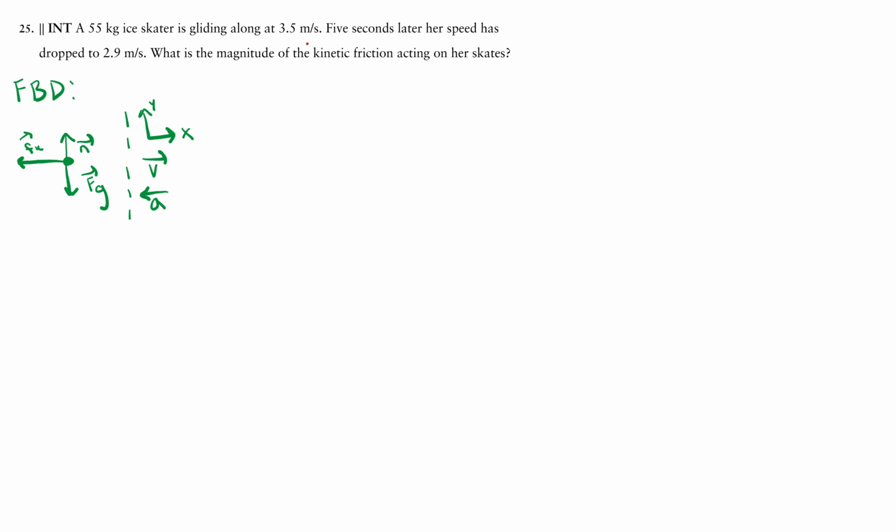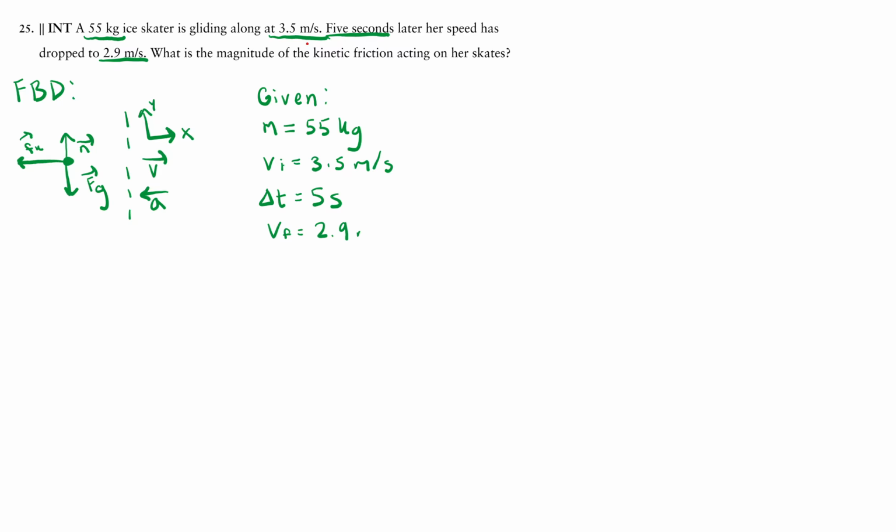Okay, and then we look at what's given in the problem. And that is that it's a 55 kilogram ice skater. So the mass is 55 kilograms. 3.5 meters per second would be her initial velocity. 5 seconds is going to be the change in time. And 2.9 meters per second will be the final velocity. And then this asks us for the kinetic friction. So we know that we'll be solving for that.